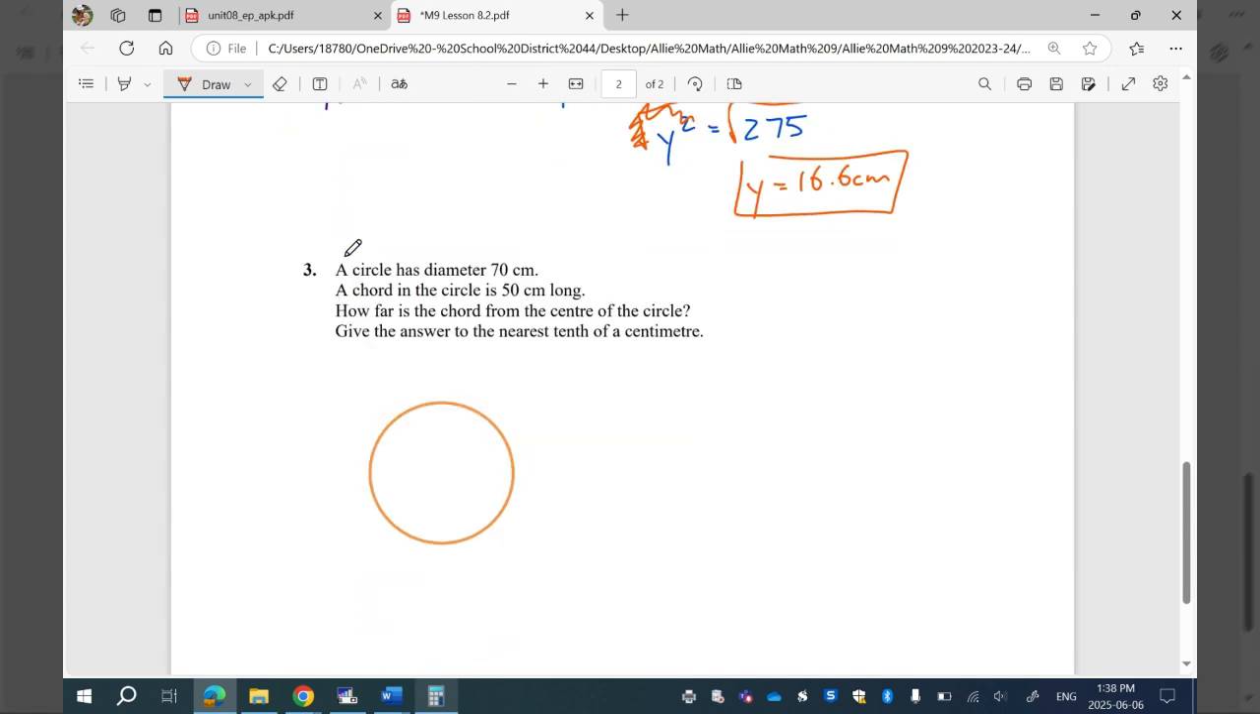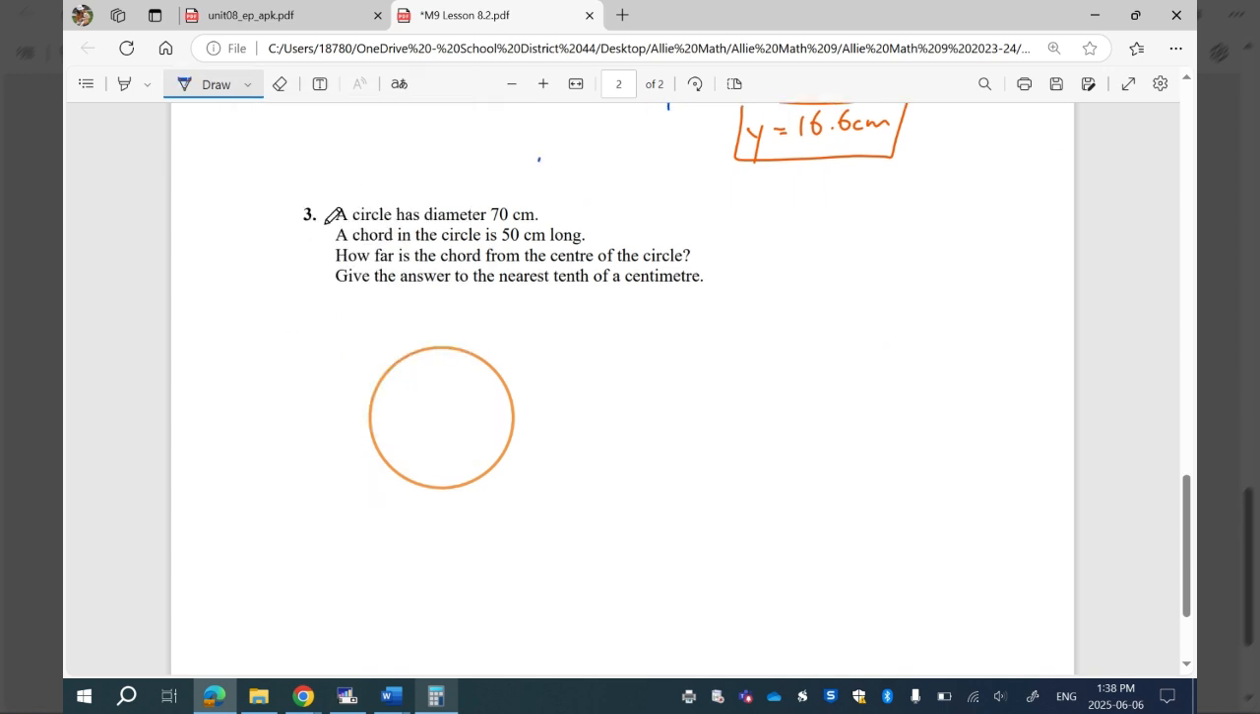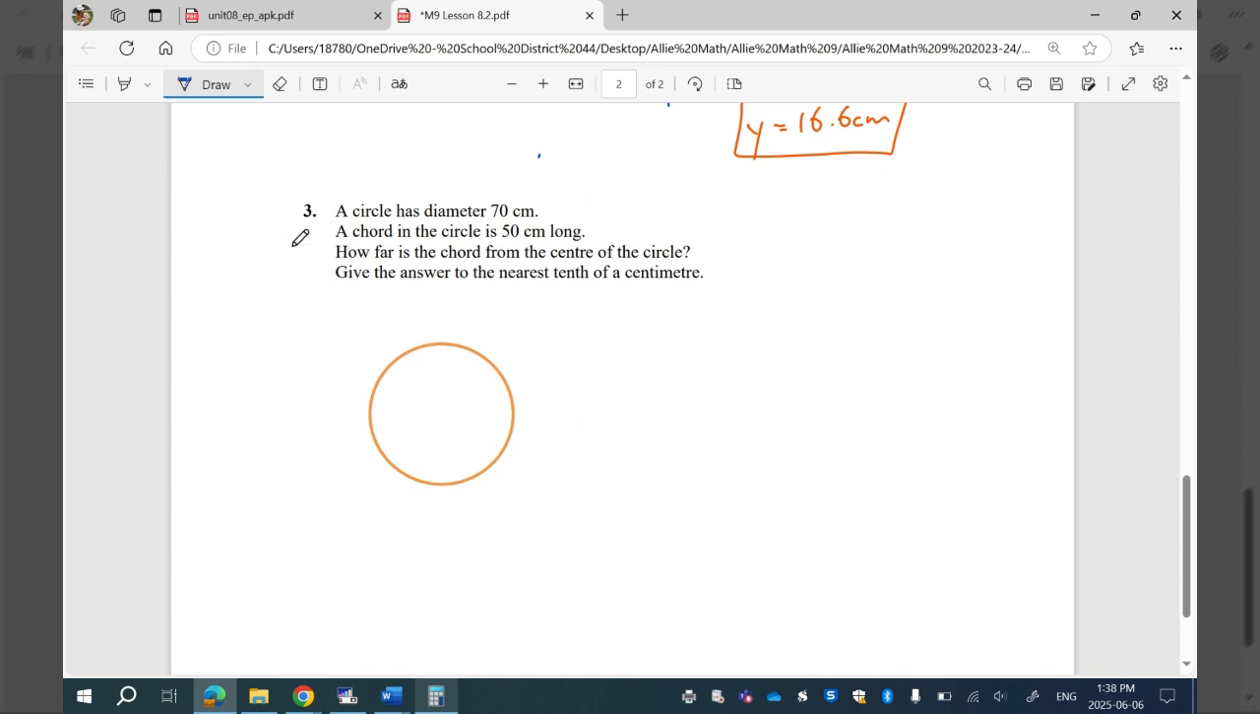Okay, let's do our last question. We need to do a little bit of drawing to figure out what it's asking. So we have number one, a circle has a diameter of 70 centimeters. So let's draw that. The diameter passes through this special chord that passes through the center. It's 70 centimeters. Okay, a chord in the circle is 50 centimeters long, so probably going to be about there, and that's 50 centimeters. How far is the chord from the center of the circle? Give the answer to the nearest centimeter.